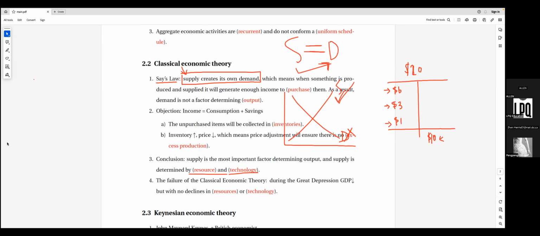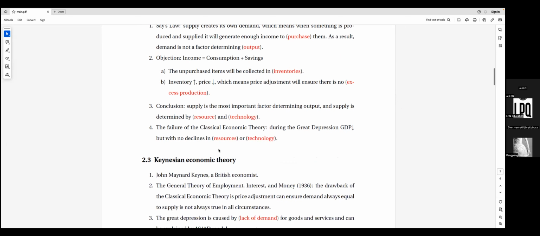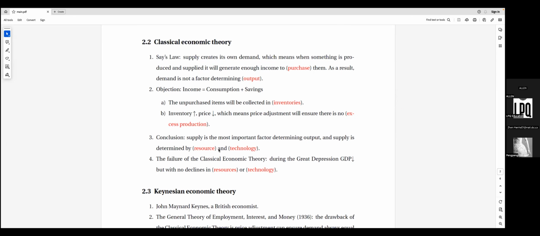But it turns out classical theory is basically wrong. It's partially right, partially wrong. Why? Real history proves that classical theory has at least some drawbacks. You may have learned about this. In 1929, something called the Great Depression happened. This is the first major global financial crisis, economic crisis, in human history.